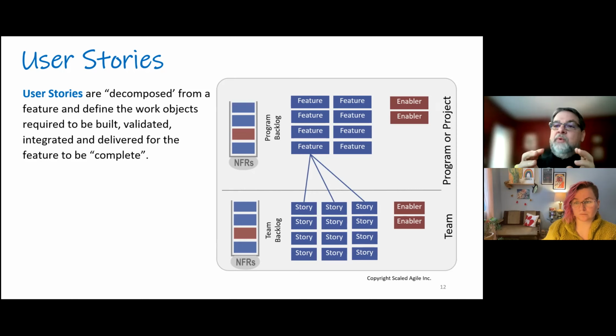We keep stories in what we call a team backlog. Again, features go in a program backlog. How you adapt that to your research environment, that's part of the thing that you'll have to figure out. And we could talk about it during the workshop.